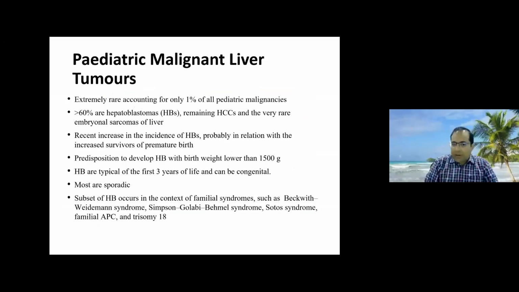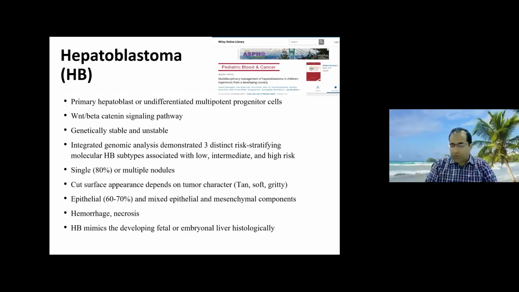So coming to malignant tumors, we know these are extremely rare, and more than 60% are hepatoblastomas, the remaining 20-25% are SCC, and very rare embryonal sarcomas. And there is a recent increase in hepatoblastomas, I think, because of the increased survivors of premature birth. They typically occur in the first 3 years of life. Most are sporadic. Some can occur with syndromes also.